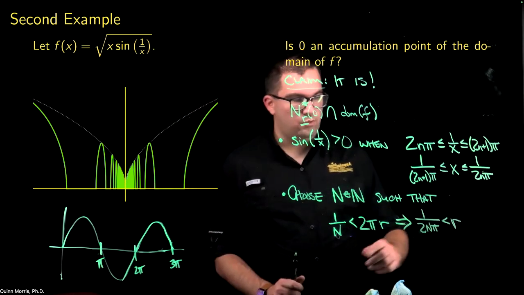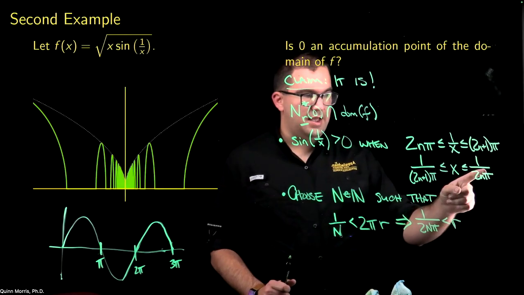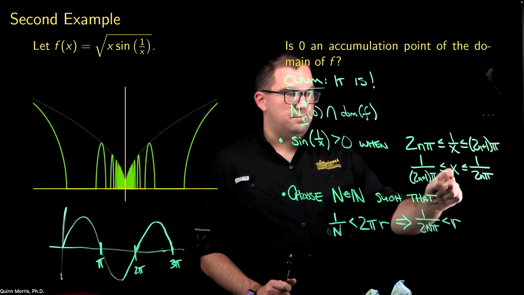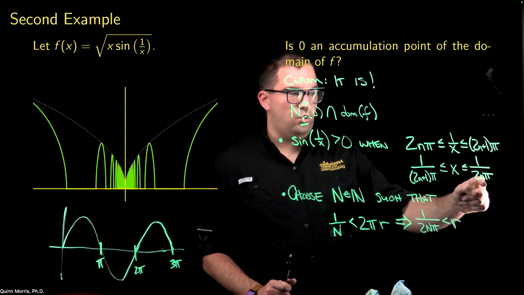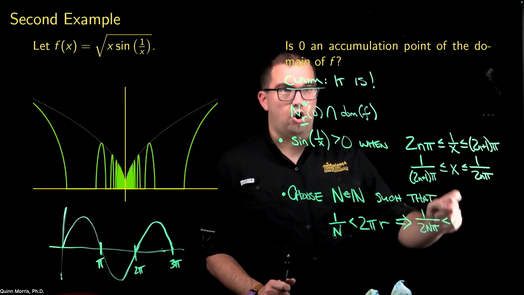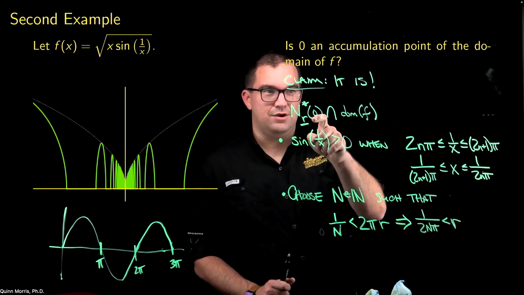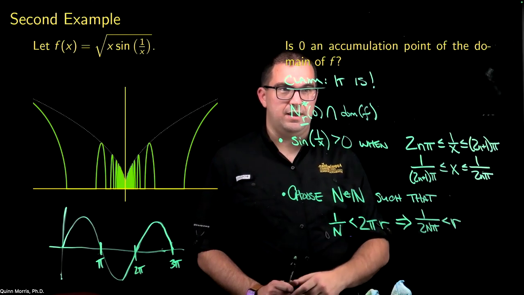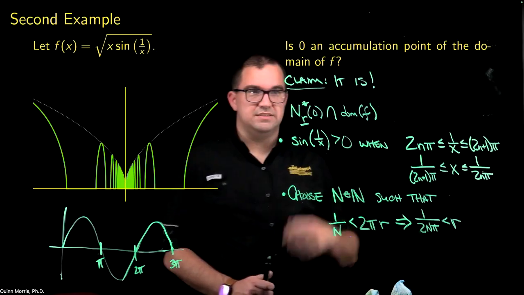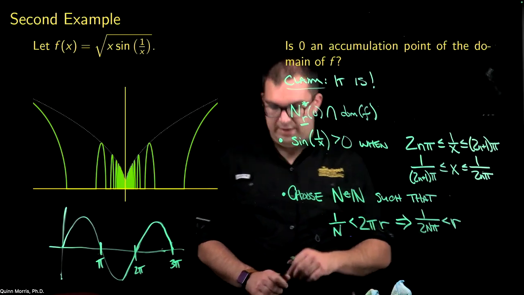So notice that what I'm doing here is figuring out how to choose an N so that my x value, which will be less than 1 over 2 capital N pi, will be less than r. So my x value will be in here, but it will also be in my domain of f. Let's see now how we can put all of that together to prove that 0 is an accumulation point of the domain.